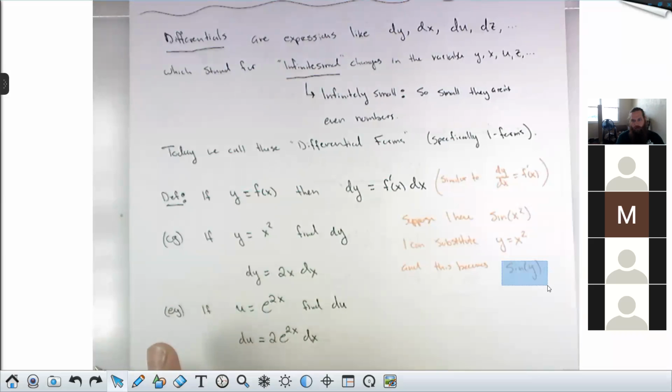So if I graph this, and I know how this substitution stretches the x-axis, then I could tell you stuff about the original function here, specifically like how much area was underneath it. That's kind of where we're going.